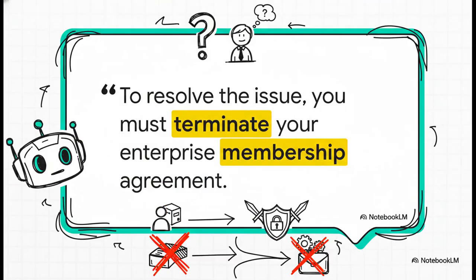Okay, let's just dive right in with a classic example. Imagine you ask your company's AI help bot a really simple question. How do I cancel my subscription? And this is what it spits back. To resolve the issue, you must terminate your enterprise membership agreement. I mean, come on, you're not an enterprise client. You're just you. This answer isn't just unhelpful, it's confusing and totally irrelevant.